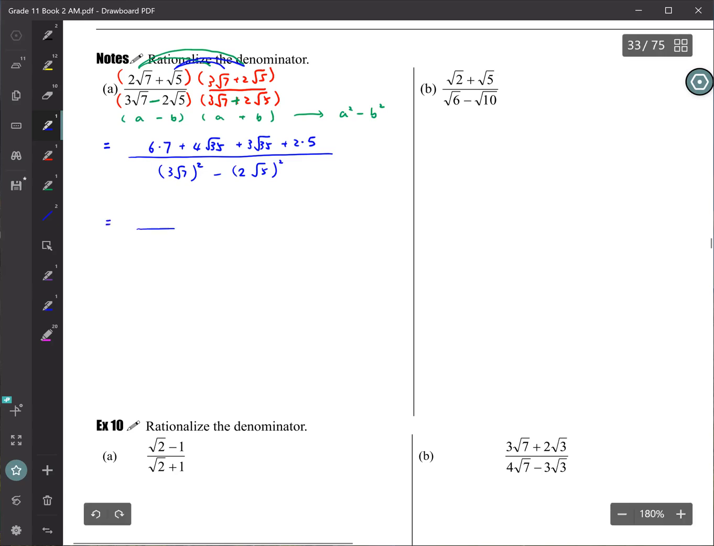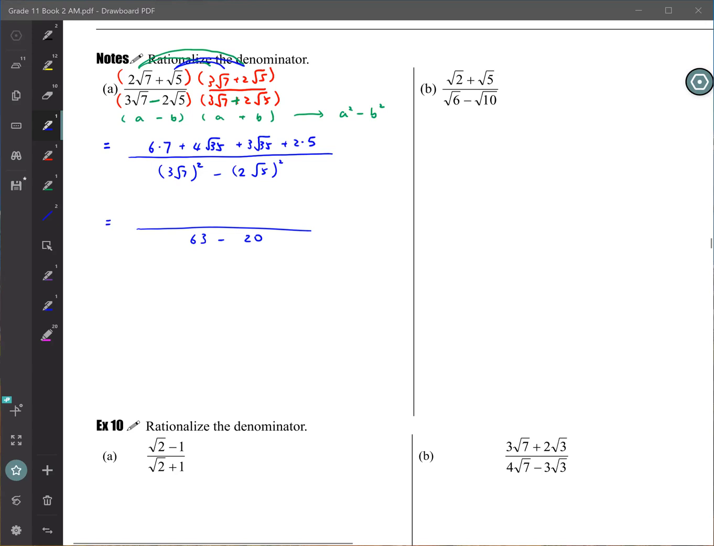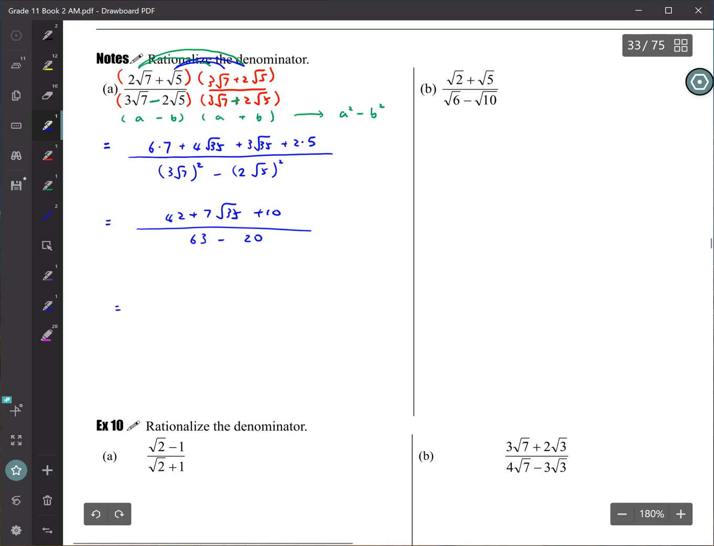Now let's simplify. We'll start with the denominator again. Aaron, what does the denominator become now? 63 subtract 20. Yep, very good. 63 comes from 3 times 3 is 9, 9 times 7, and the 20 is 4 times 5. Now for the numerator, we want to simplify, right? Eric, how do we simplify the numerator? It's 42 plus 7 root 35 plus 10. Anything else we can do? You can change to 52 plus 7 root 35. Very good. And for the denominator, we just subtract. That gives us 43.